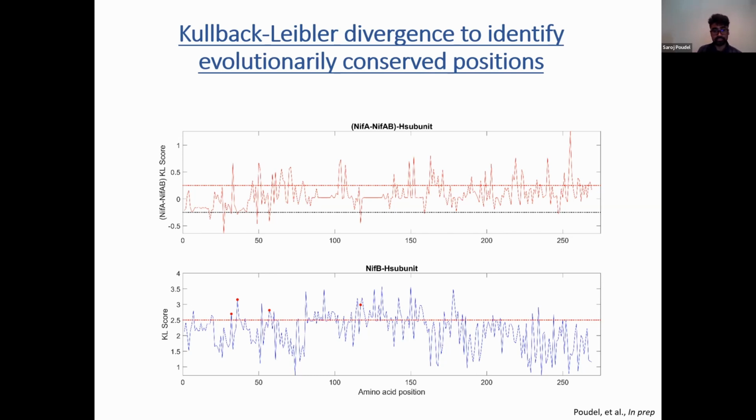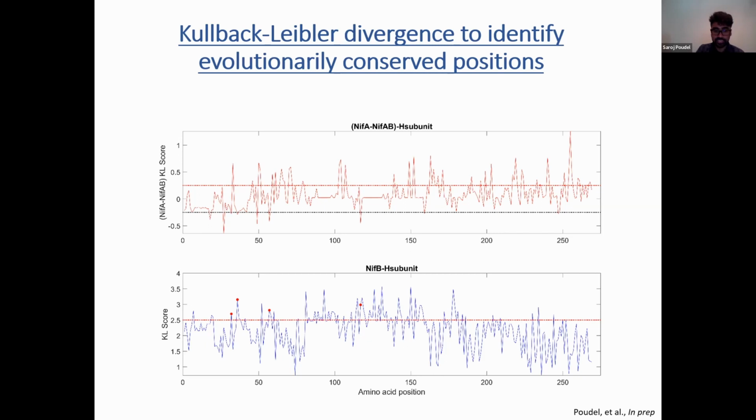So the bottom panel is NIF-B. And again, remember, nitrogenase has three subunits. The one that I'm showing you here is only the alpha subunit, but I did it for both D and K as well. So the bottom panel is NIF-B, alpha subunit, and on the top panel, I'm taking the difference between NIF-A and NIF-B. So what that means is I'm trying to highlight the positions where NIF-A is diverging away from NIF-B.